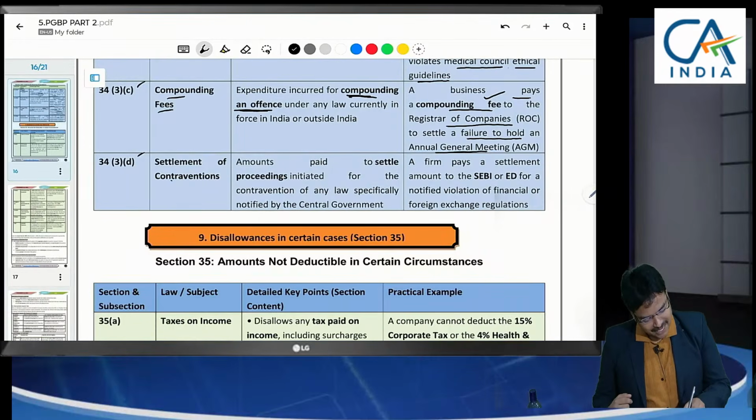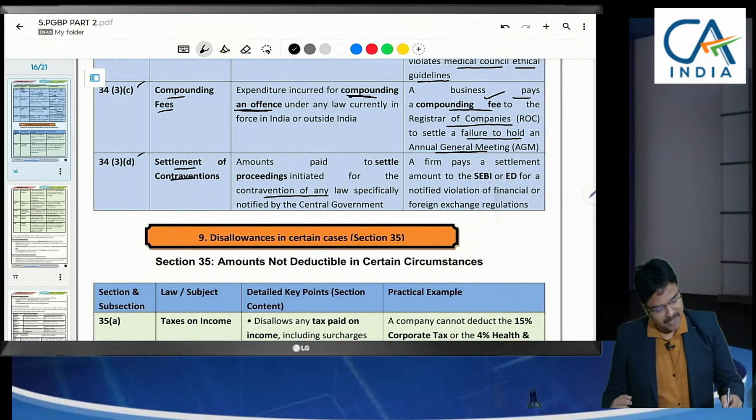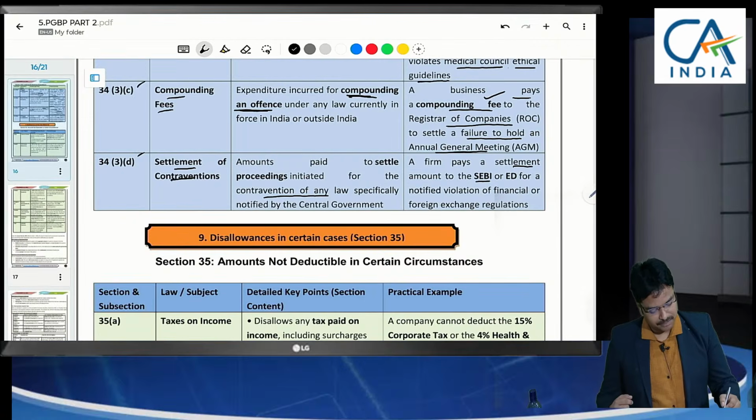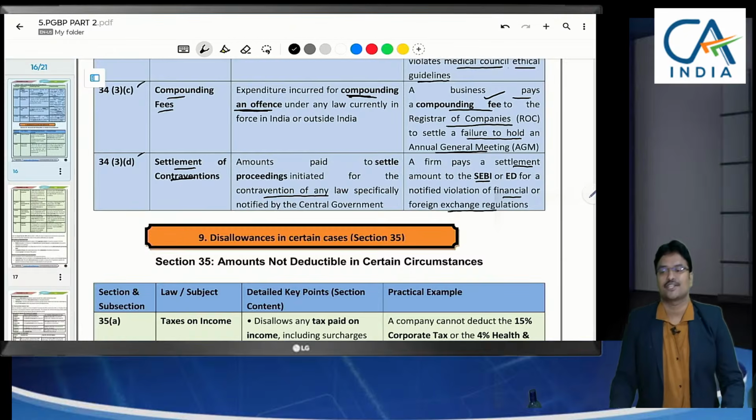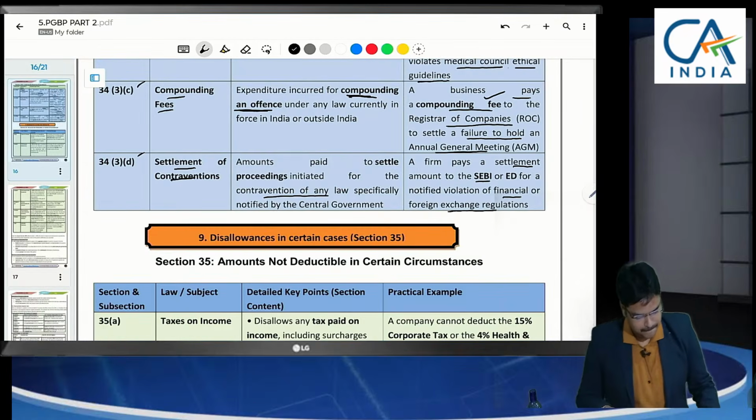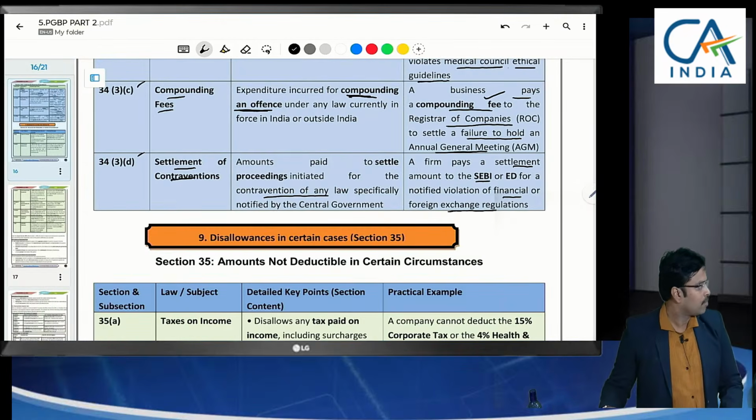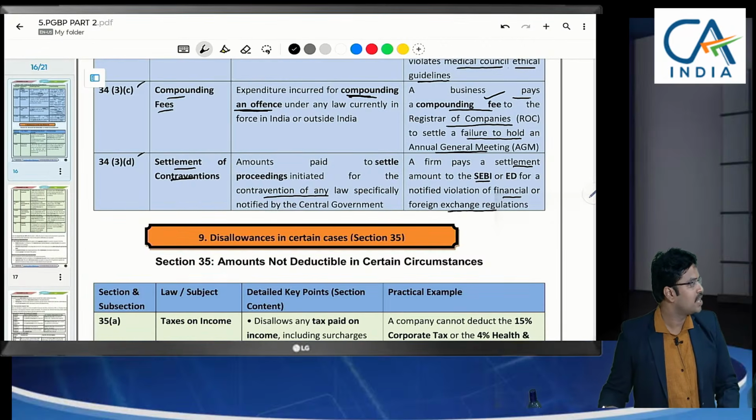Next, any settlement fees for contravention of law. A firm pays a settlement amount to SEBI for violation of some regulations. This settlement fee is also for violation of law. This cannot be claimed as deduction. The list of expenses which can and cannot be claimed as deduction is being given in detail here.